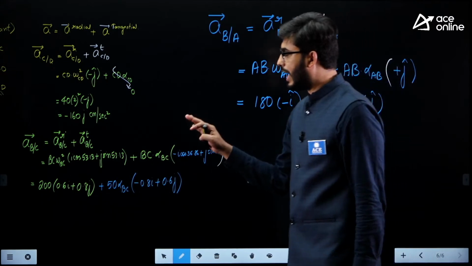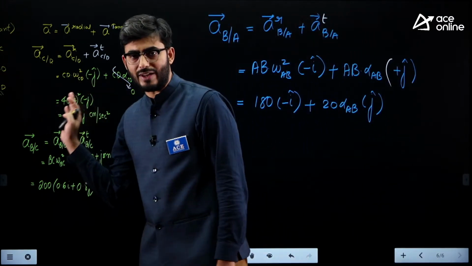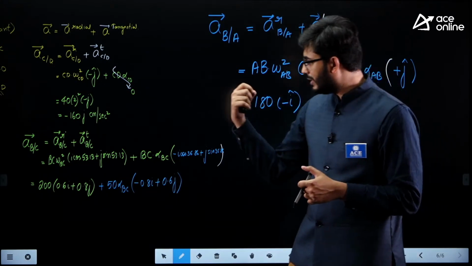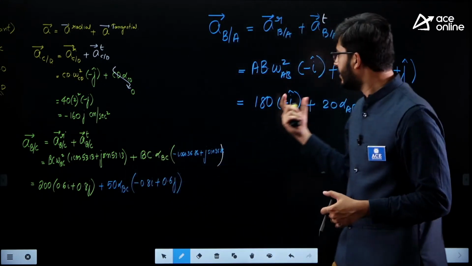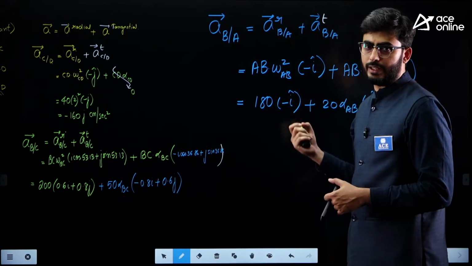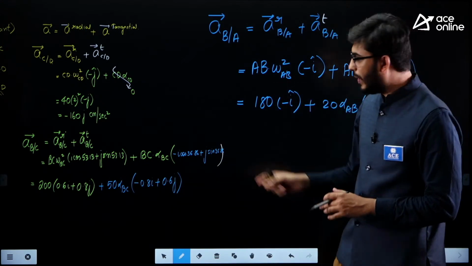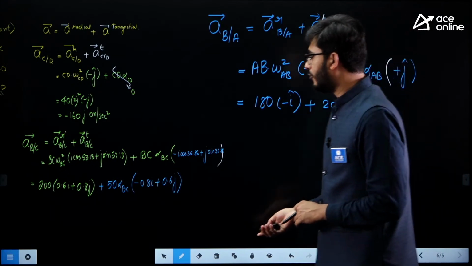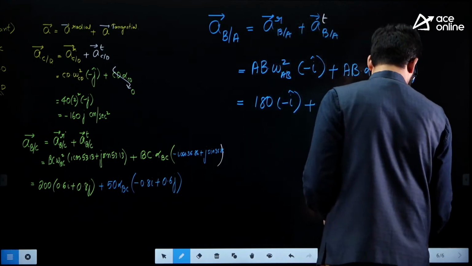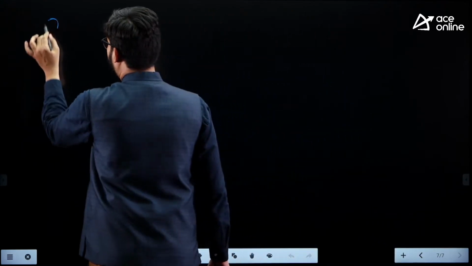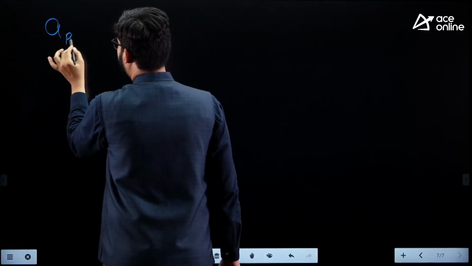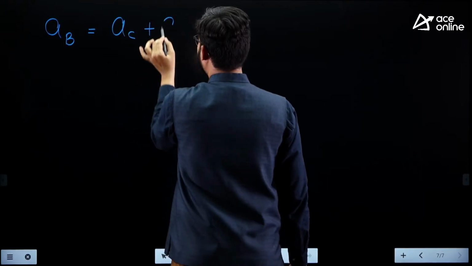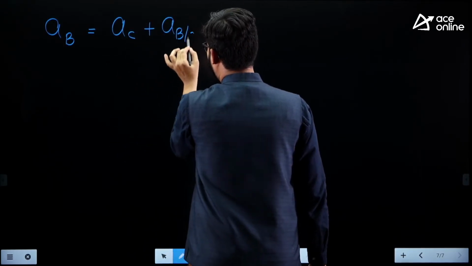Now guys, I have written the expressions of acceleration for the output link, for the coupler link and for the input link. Input link is AB. Now I need to relate all these vectors. So for that I have to write: acceleration of B is equal to acceleration of C plus acceleration of B with reference to C.